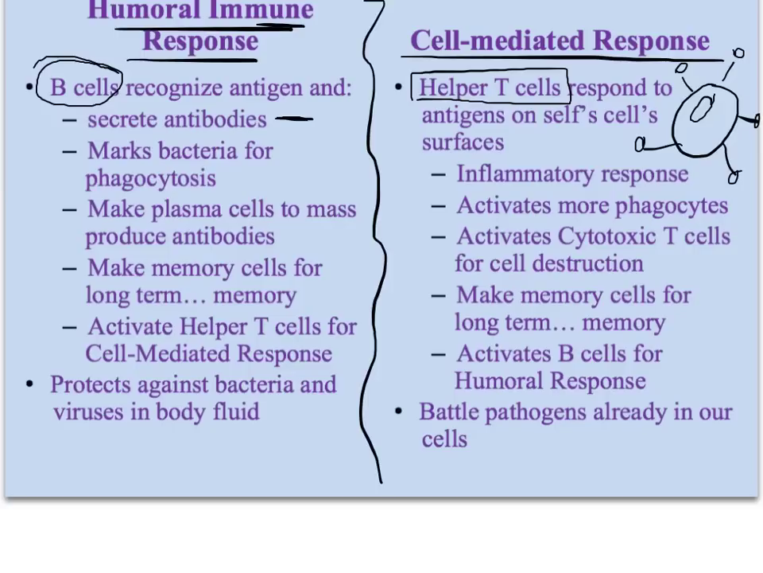Okay, so once it's recognized those antigens, it's going to trigger the inflammatory response. So what we talked about earlier, the area is going to get red, it's going to get swollen, it's going to be sore. It activates more phagocytes. It activates what are called cytotoxic T cells, and these are going to go and work on attacking cells that have been infected. It also makes T memory cells for memory. So B cells have specific memory cells, and T cells have specific memory cells. And then lastly, it's also going to activate the B cells for the humoral response. So this is going to happen back and forth. They help each other out.